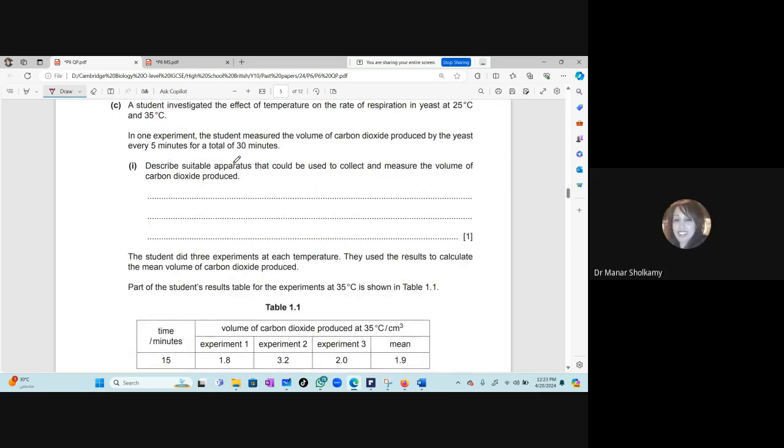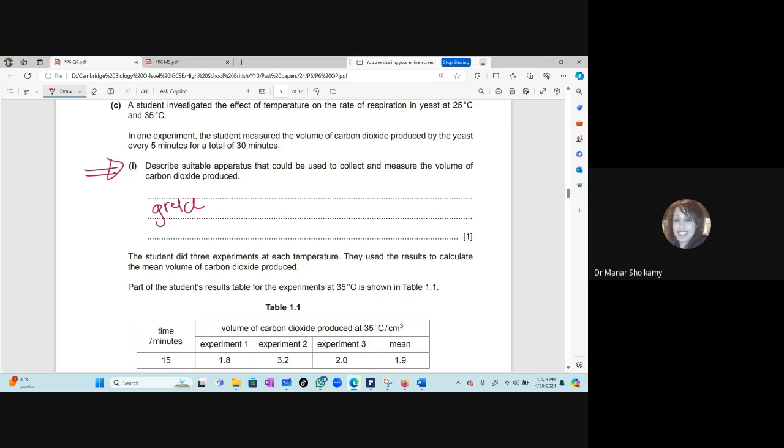Okay, describe suitable apparatus that could be used to collect and measure the volume of carbon dioxide produced. Now, this is also so easy. Here they said that they will change and they will measure gas. When you measure any gas, what is the apparatus? Gas syringe. Very good.